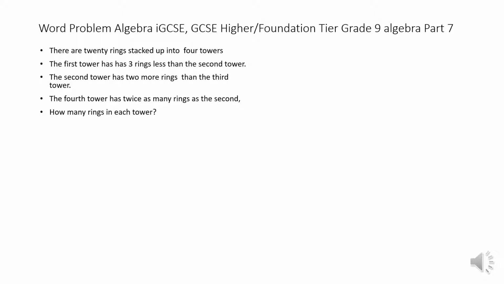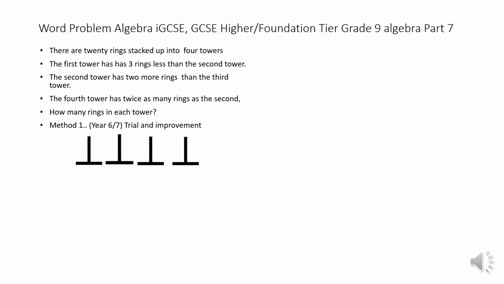So method 1 will be the trial and improvement method, and this is the method you use if you're in year 6 or year 7 trying to solve this problem. To start with, I'm going to start from the second tower, and I'm going to assume that the second tower has just 1 ring, and that's the ring there.